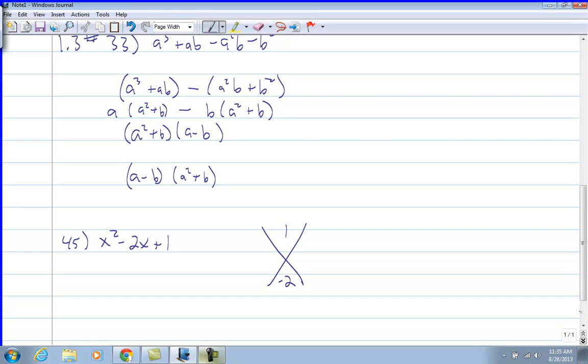What two numbers add to be negative 2 and multiply to be positive 1? Well, negative 1 and negative 1. So this factors to be x minus 1 times x minus 1. So it's a minus 1 there, minus 1 there. And there it is factored. You could also write this as x minus 1 squared.